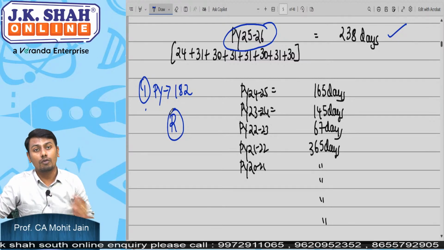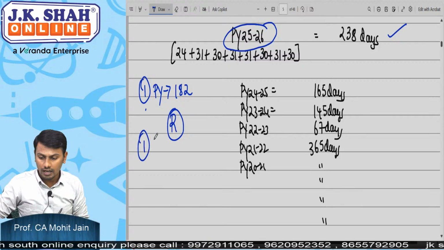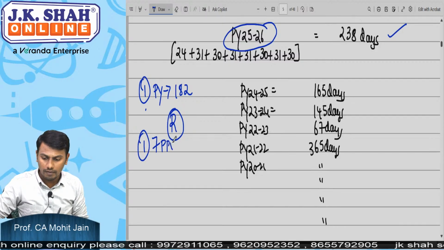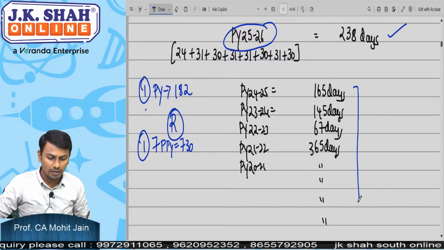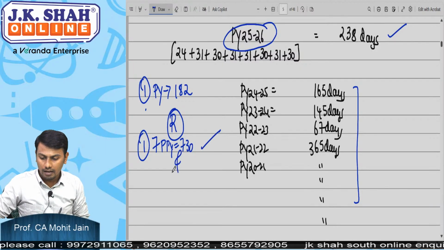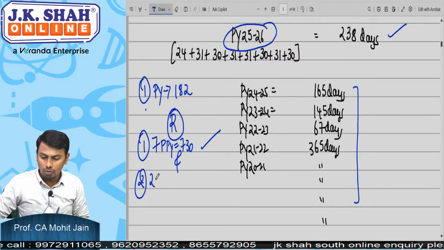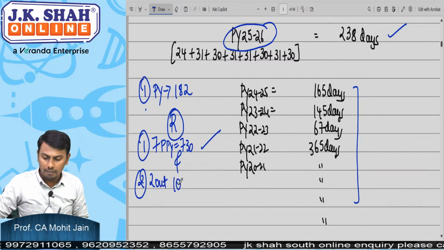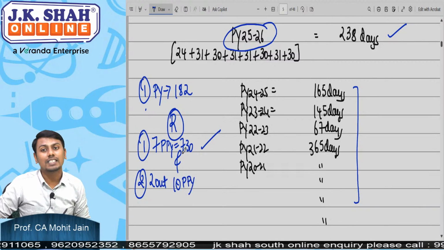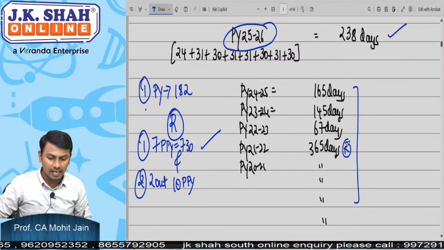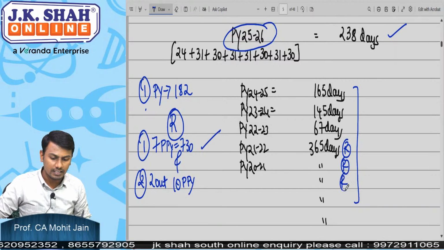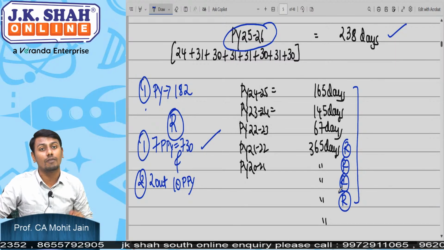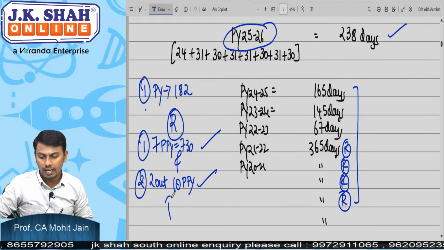For that we'll have to now check the additional conditions. So now in 7 PPY, was he there for 730 days or more? Definitely he would have been there. And in 2 out of 10 PPY, was he a resident? Definitely a resident, because before that he was always in India. So can I say he is a what?